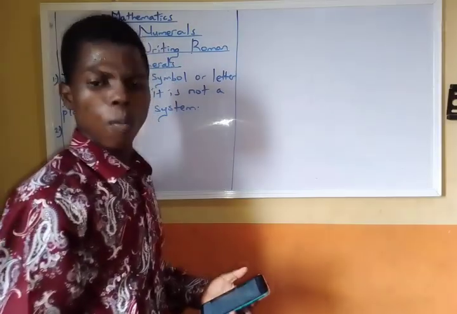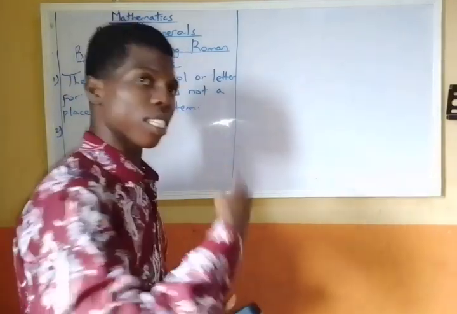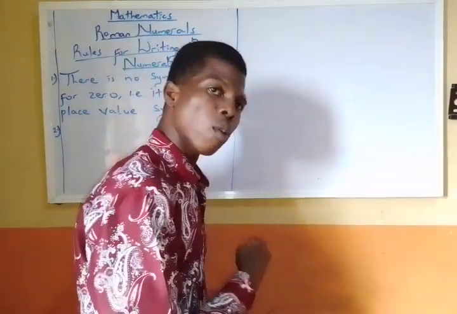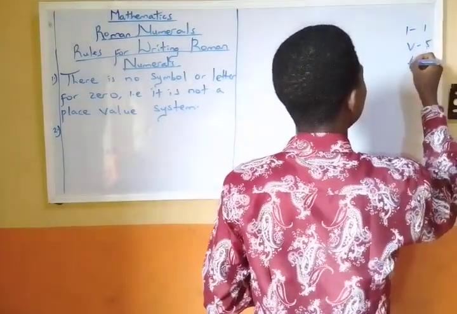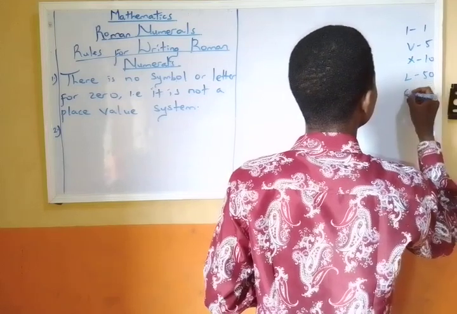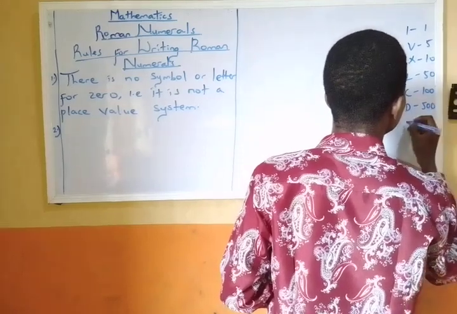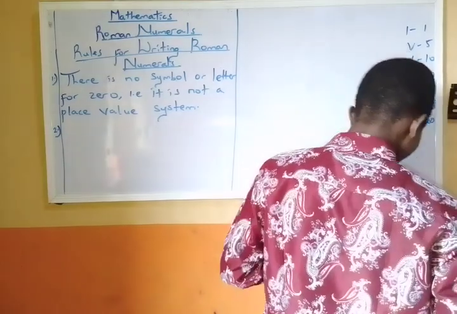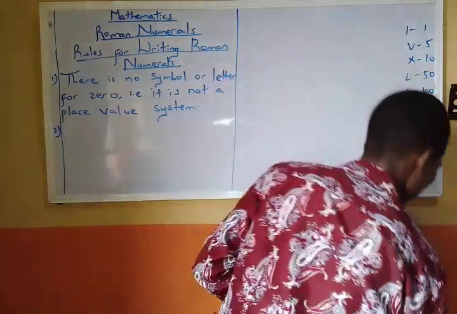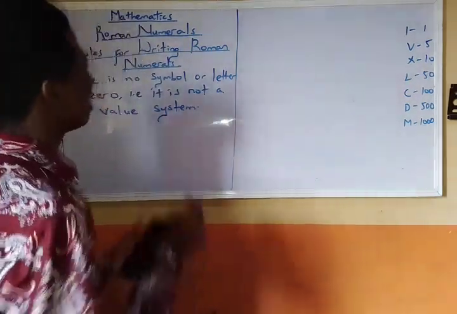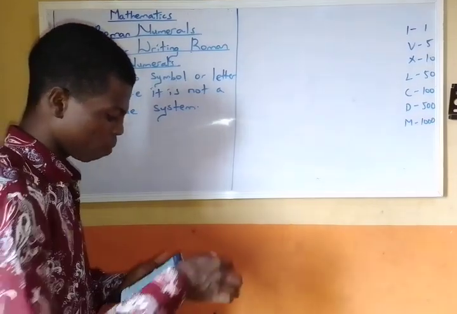When I listed the 7 basic Roman numerals, did you see any symbol for 0? No. Don't forget, I is 1, V is 5, X is 10, L is 50. In fact, let me write it here because we're going to make use of it. I 1, V 5, X 10, L 50, C 100, D 500, and then M is what? 1000, right? Beautiful. M is 1000. Are we together now? Okay, let's move forward. So the first rule is there is no symbol or letter for 0.